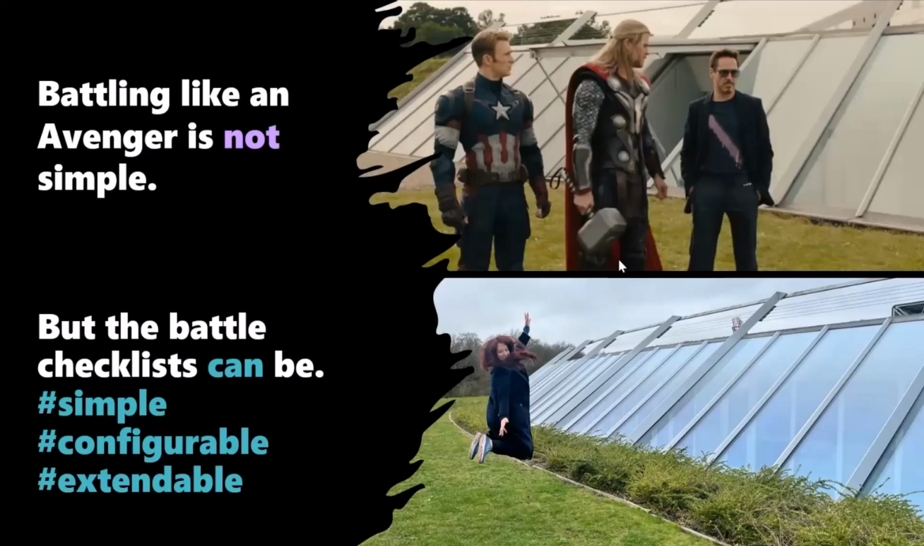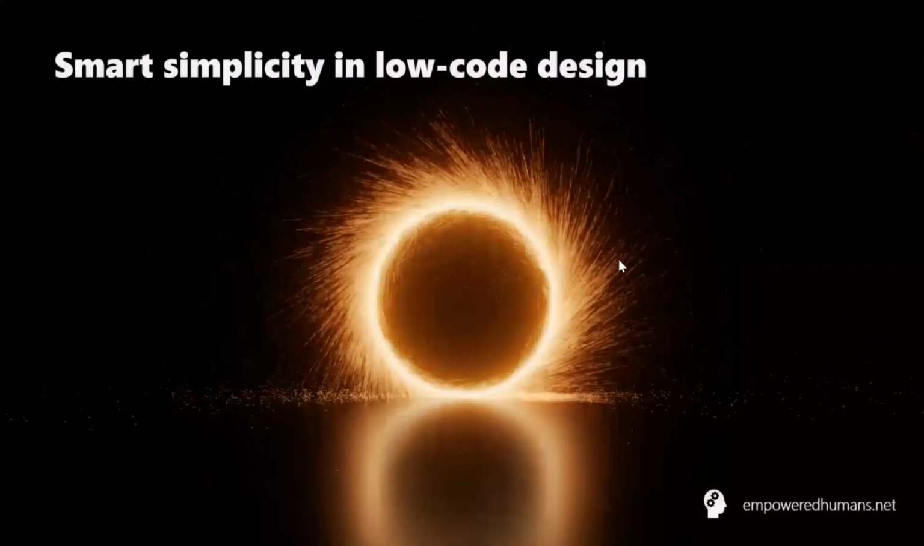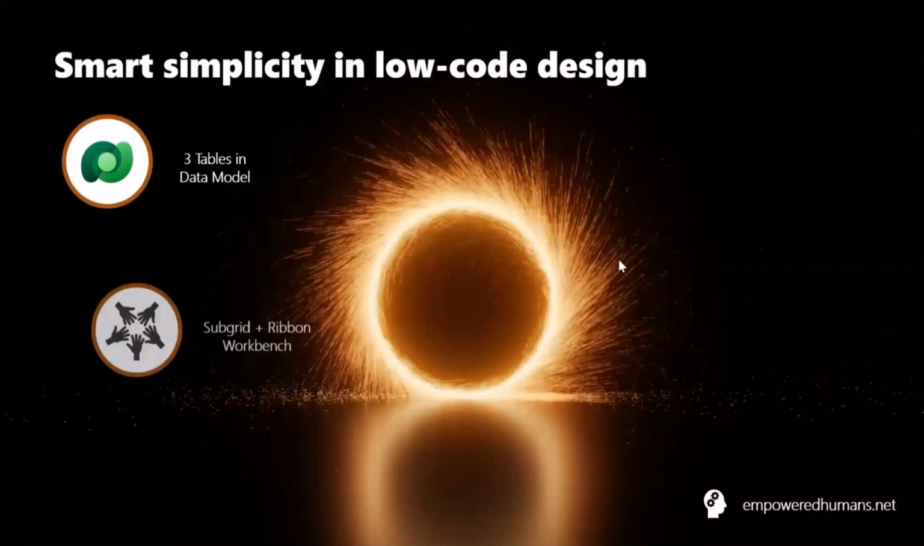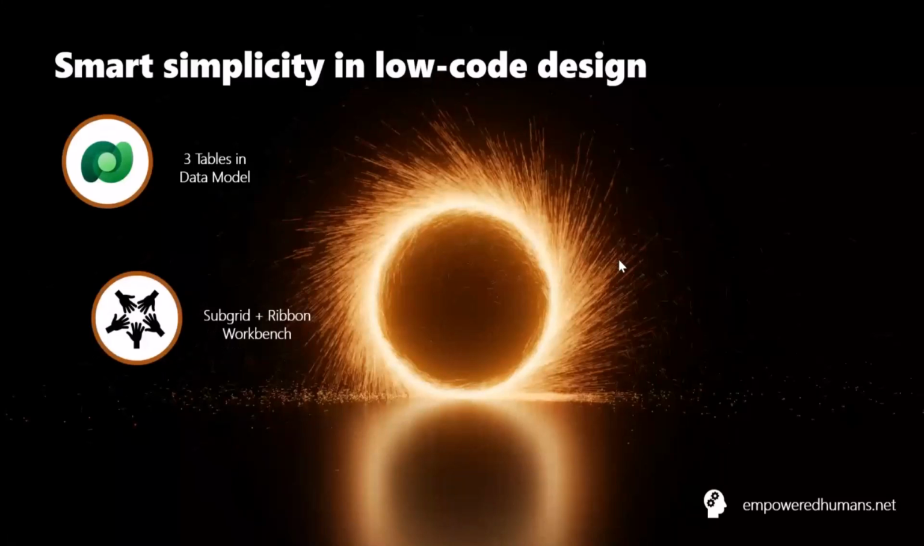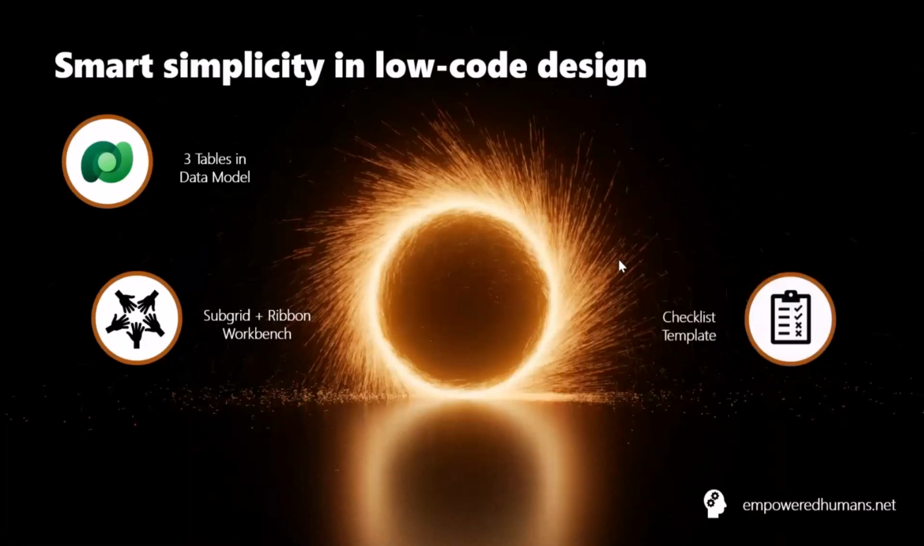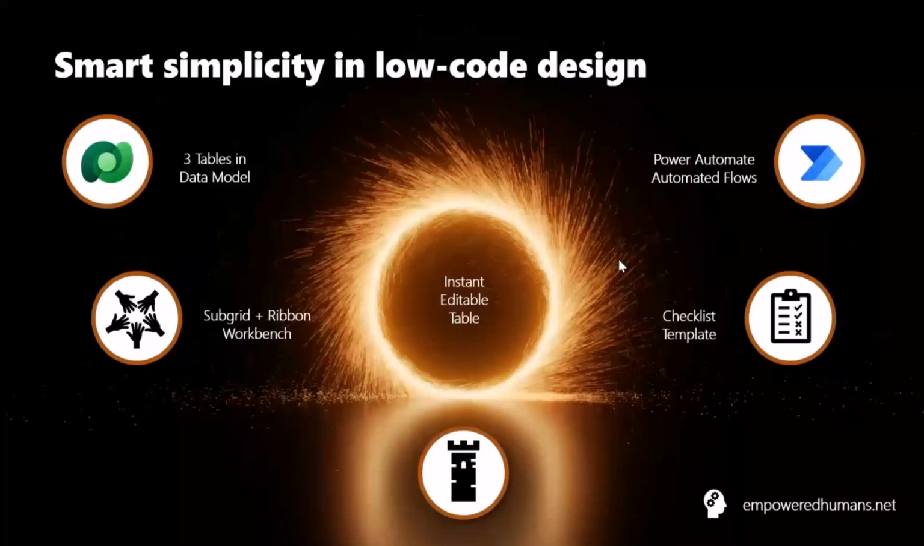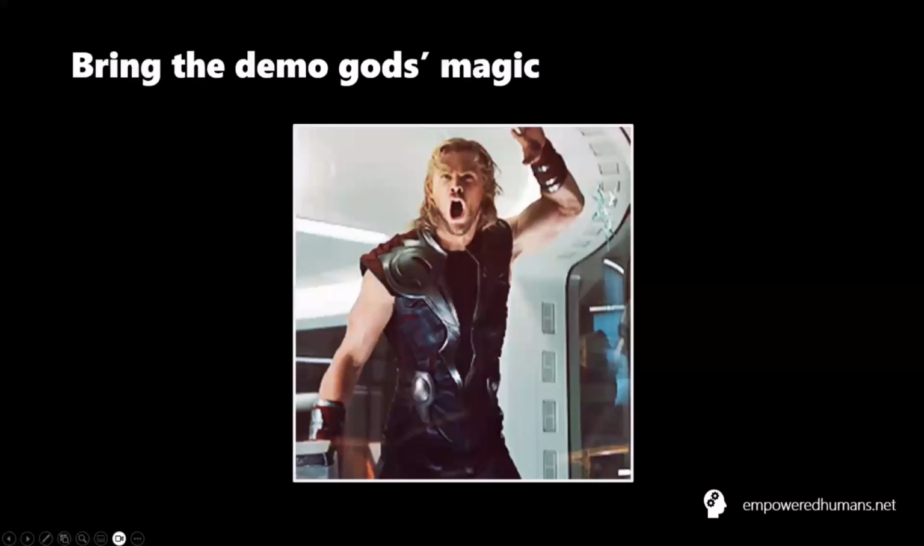So, to summarize, what are we using? We're going to use three tables in the data model. We're going to use an editable subgrid, and we're going to do some magic on the Ribbon Workbench tool from XRM Toolbox to edit some of the commands. We're going to, as you saw, have a table that holds a template checklist, a Power Automate flow, and voila, the magic. So, let's go into the demo, and I appreciate we've lost a bit of time, so I'll be short, sweet, and informative.